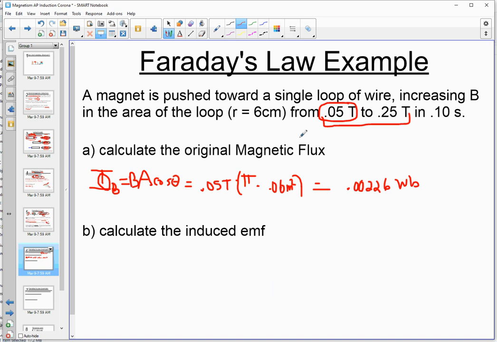Now, calculate the induced EMF during this. Well, the induced EMF is going to be delta phi over t. That's a delta out in front there. Now, the thing that's changing is the B. So let's just calculate it. Delta B is going to be B final minus B initial. So B final minus B initial is going to be 0.20 Tesla. And then we still need the area of the loop in there. So pi r squared.